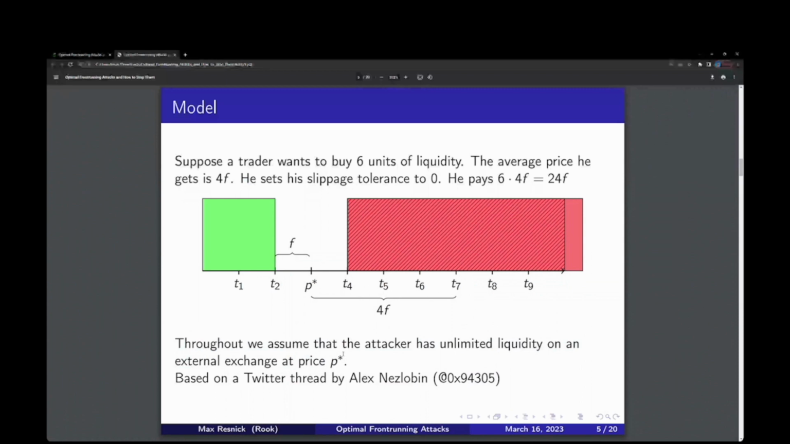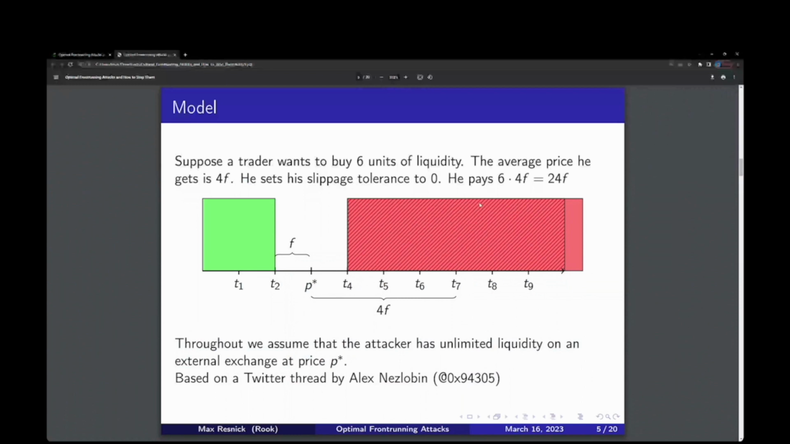We're going to assume that the attacker has unlimited liquidity on an external exchange at P star. So think of maybe Binance or something. There's a lot of liquidity there, and the price is P star there. They have some kind of privileged account that has pretty good execution on Binance, low fees, etc. So the searcher is definitely advantaged over whoever's trading on this DEX, because they have much better execution on Binance.